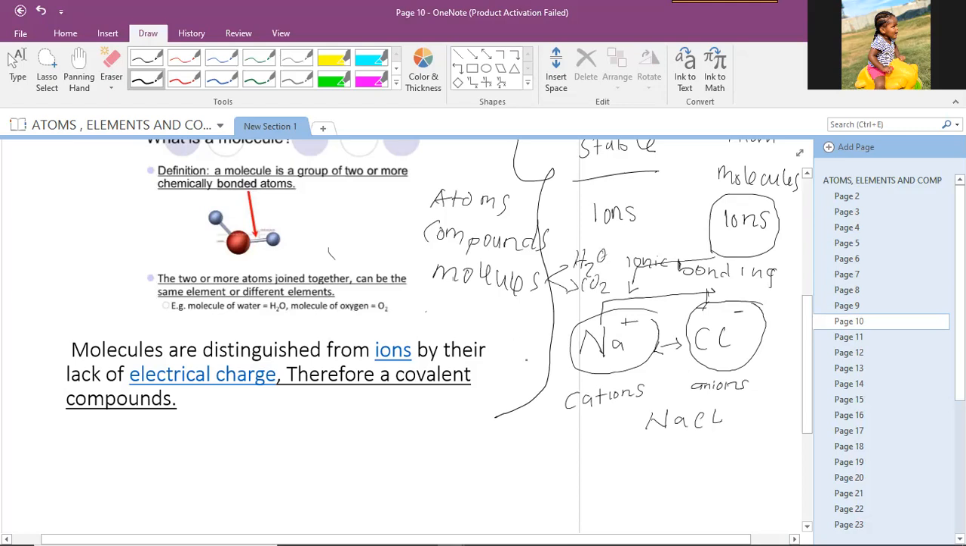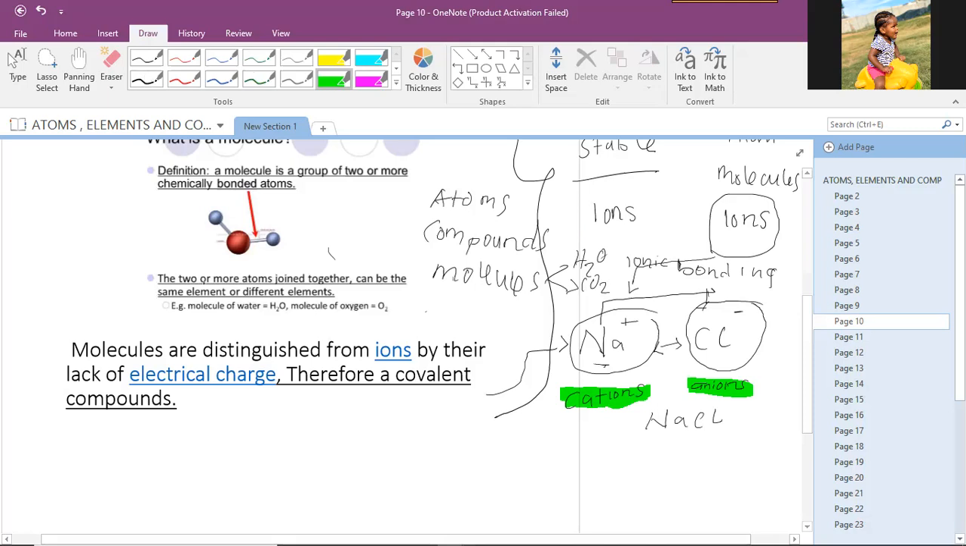And then we've got ions, which are charged particles that are formed in an ionic type of bond. When a metal, for example sodium, loses an electron, and a non-metal, for example chlorine, gains an electron. So if we lose an electron, we're going to form a positively charged ion, known as a cation. And when we gain electrons, we're going to form a negatively charged ion, known as an anion.